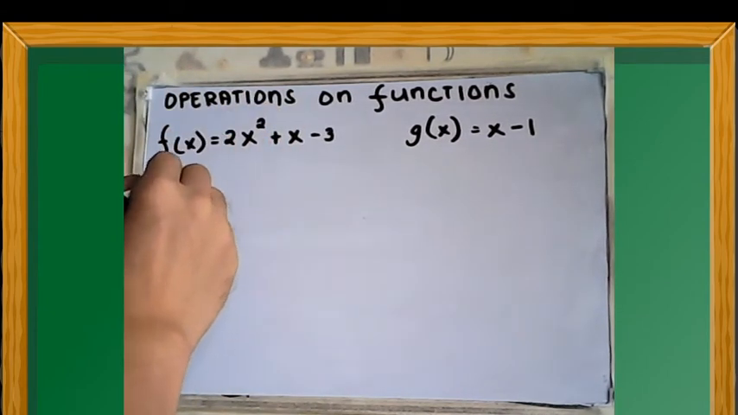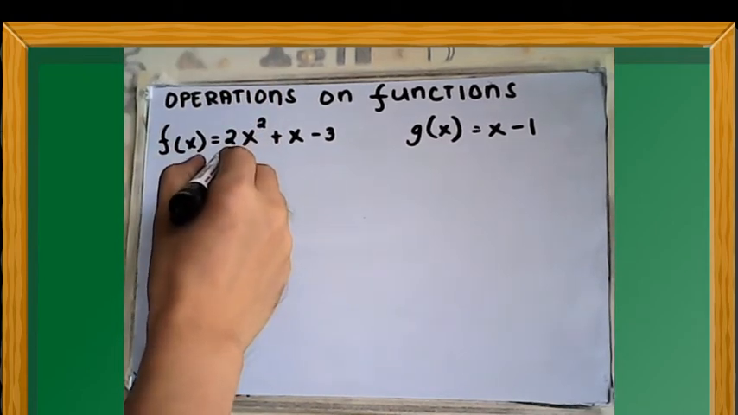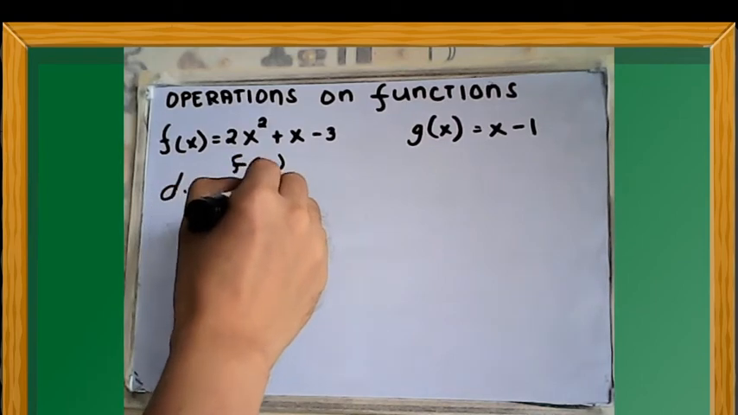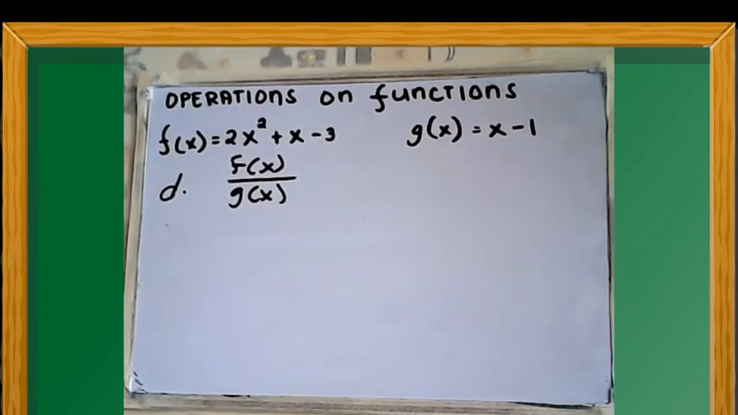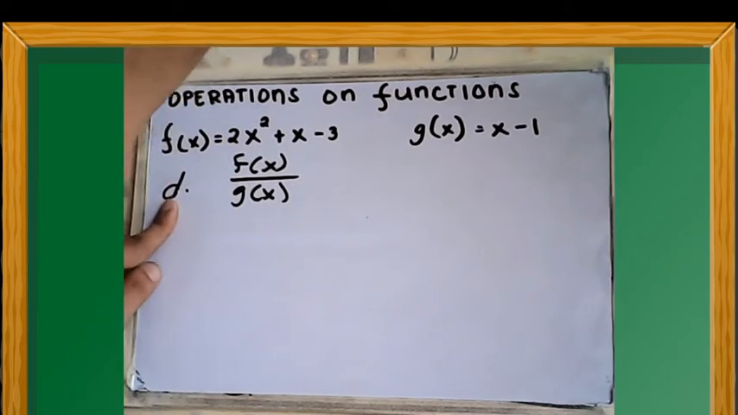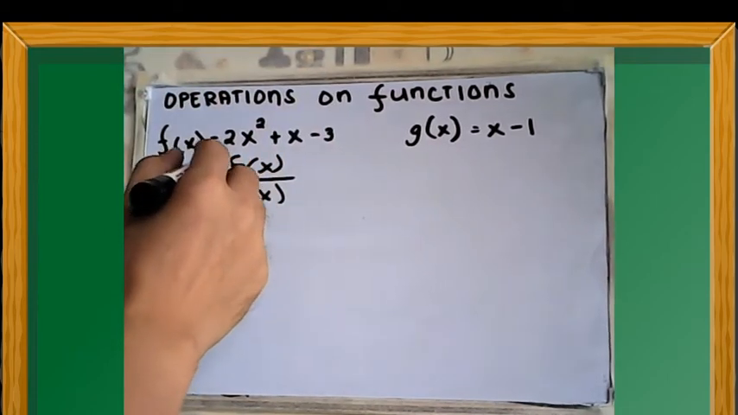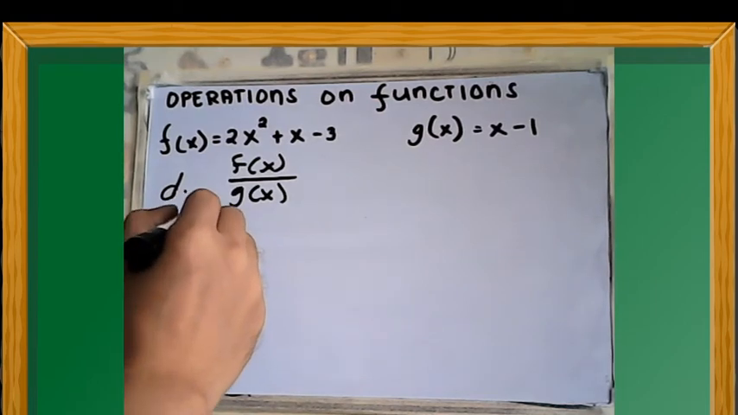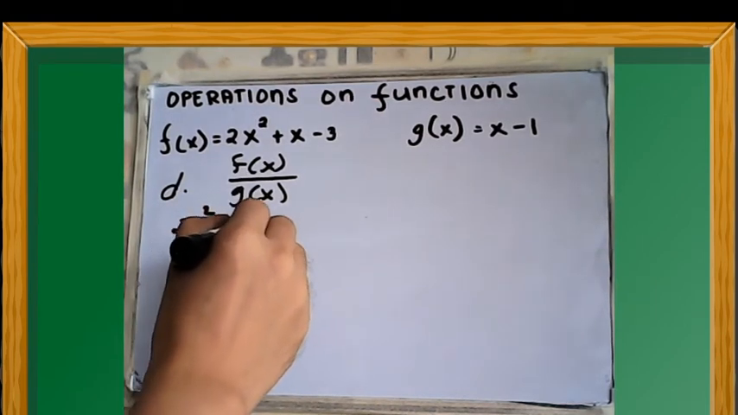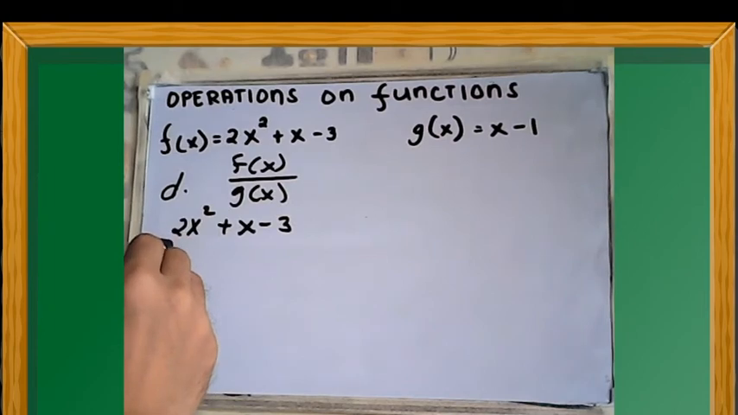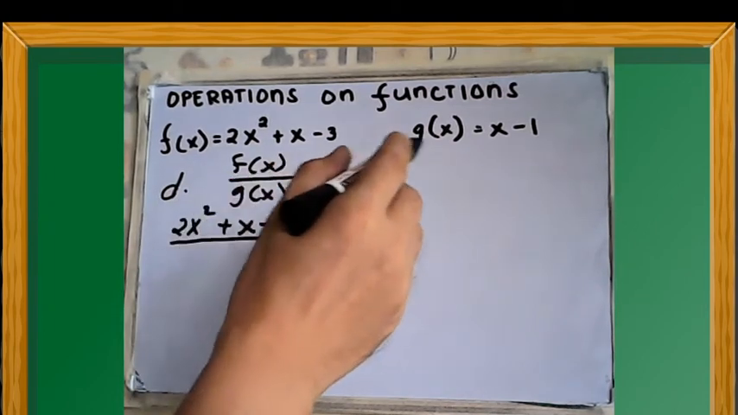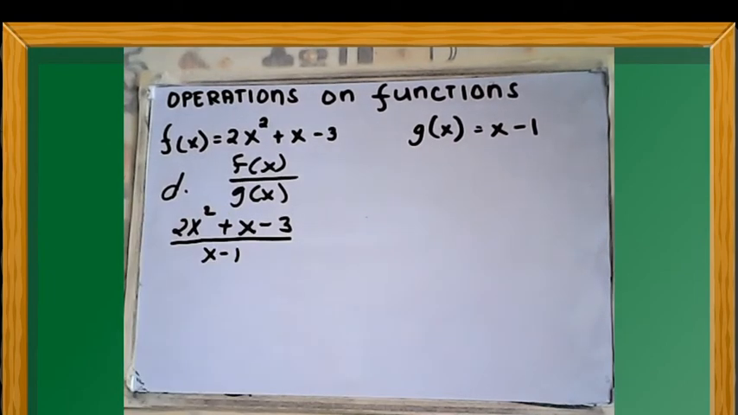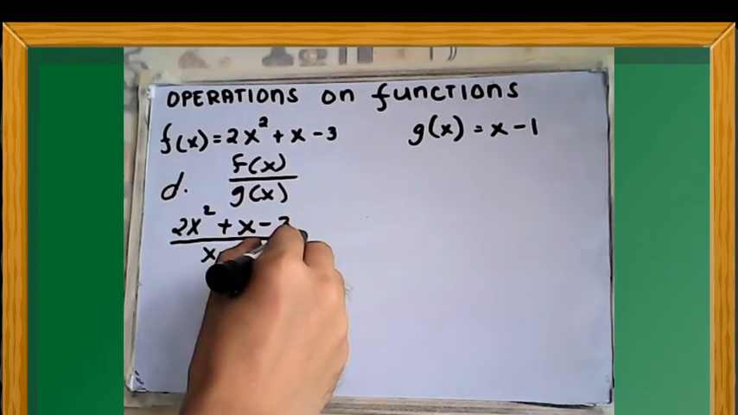Division, letter B. F of x over g of x. So, let's change the function, the equivalent, 2x squared plus x minus 3. So, this is our f of x. And then, for the denominator, g of x is equal to x minus 1.